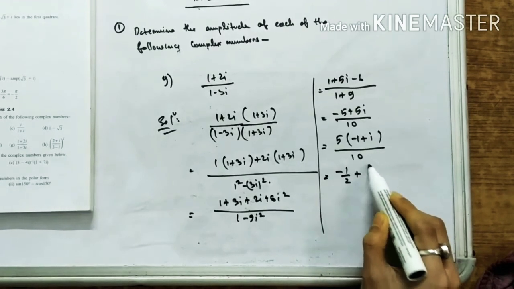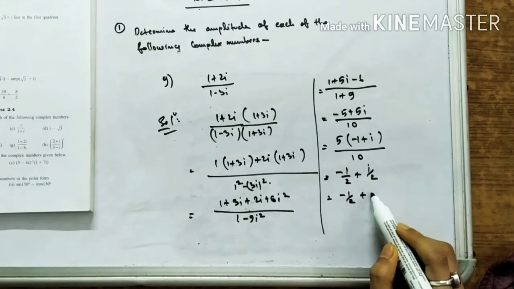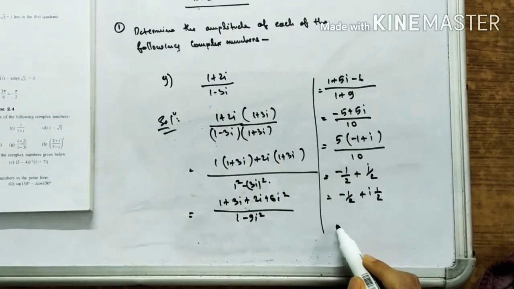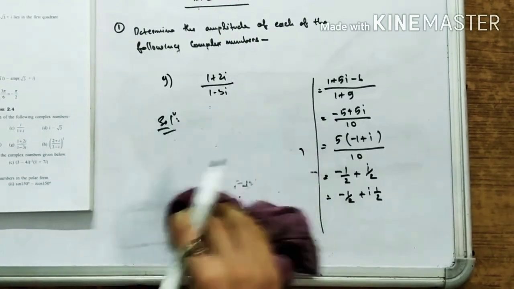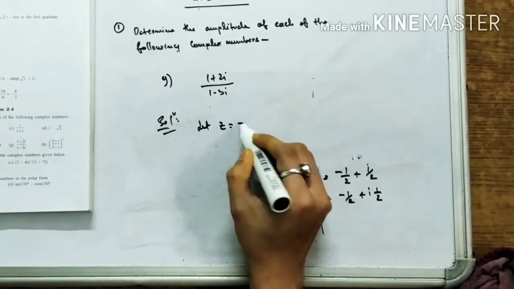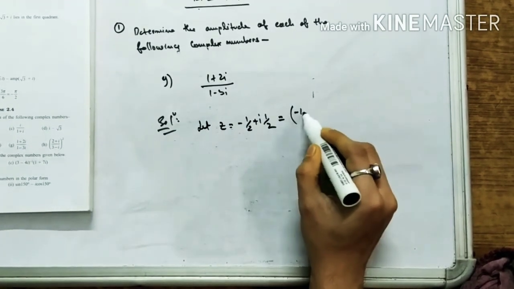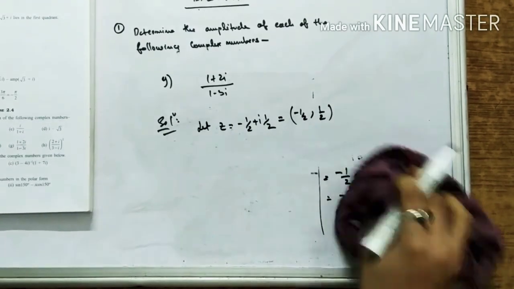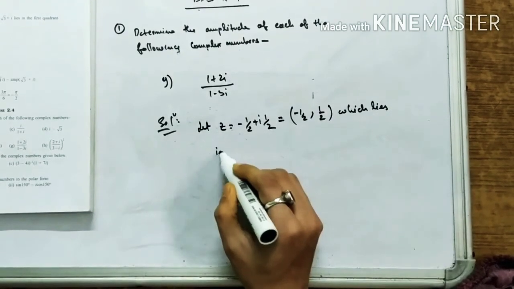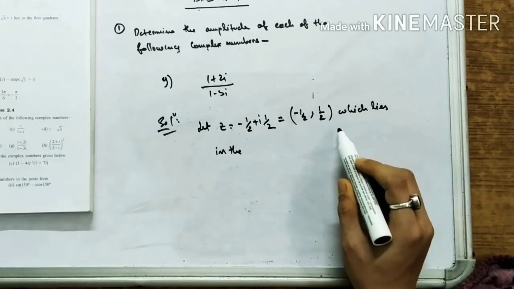If I take 5 common here, 5 into minus 1 plus i by 10, this gives me minus 1 by 2 plus i by 2, which I can write as minus 1 by 2 plus i 1 by 2. So now let z is equal to minus 1 by 2 plus i 1 by 2. This point, in which quadrant does it lie? Minus 1 by 2 and 1 by 2.